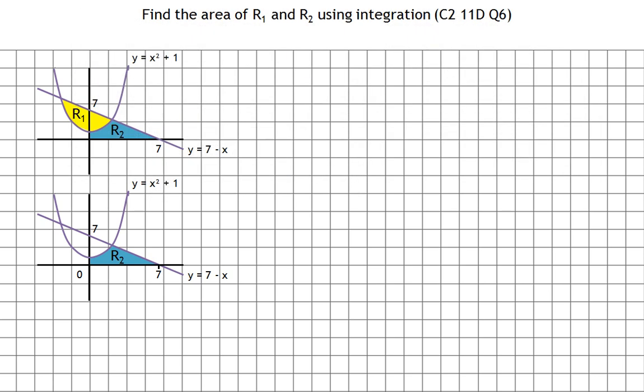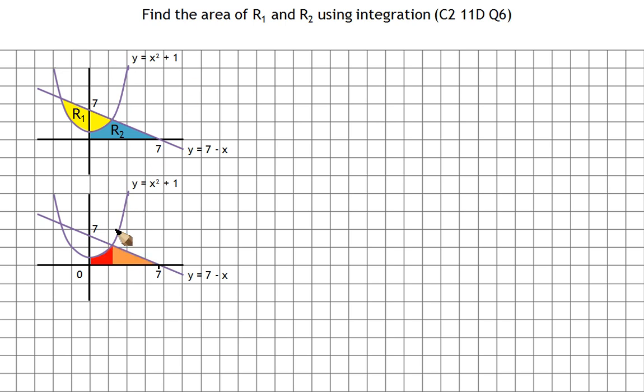We're now going to have a look at part B of this question. So we've already found R1, we're now going to have a look at how we find R2. So there's our simplified diagram. Now, to find the area of R2, I'm going to split that area up into the section that is the area under the curve and the section that is the area under the straight line, like this.